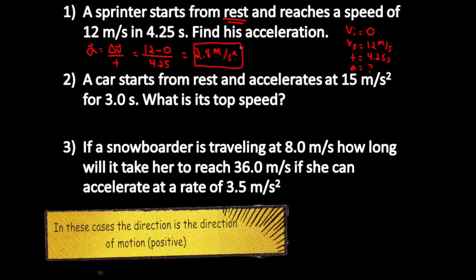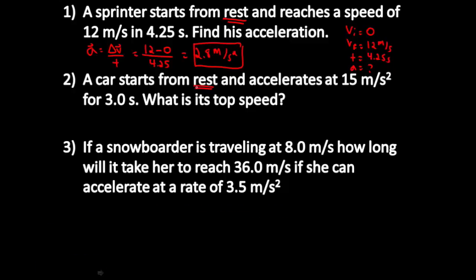A car starts from rest. Again, I'll underline that. And accelerates at 15 meters per second squared for 3 seconds. What is its top speed? Okay, so let's write out what we know again. We know our initial velocity equals 0. We know our final velocity equals who knows. We know our acceleration is equal to 15 meters per second squared. And we know that our time is equal to 3 seconds.